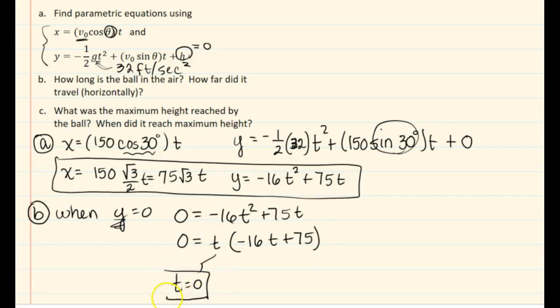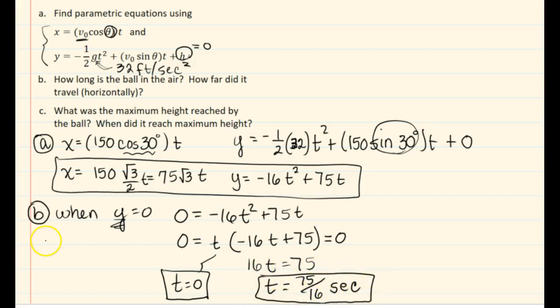When we initially started, the golf ball was at the ground at t equal to 0. And the other value is going to be when the second parentheses is equal to 0. So 16t is equal to 75, or in our case, t is equal to 75 over 16, and that's going to be in terms of seconds. So how long is the ball in the air? It is in the air for this many seconds. So I'm going to write that down.